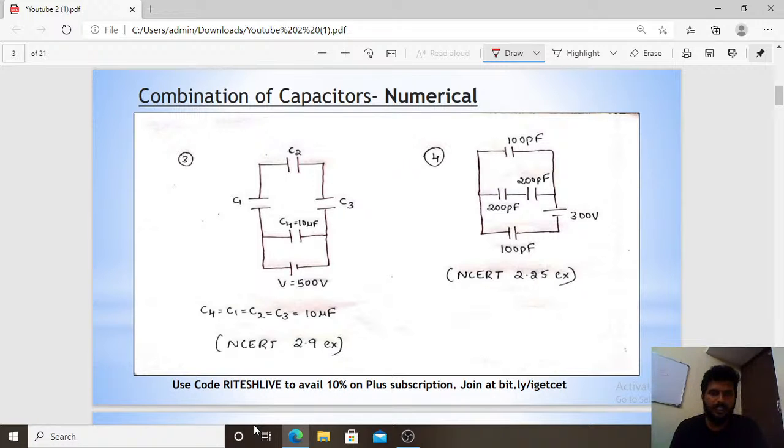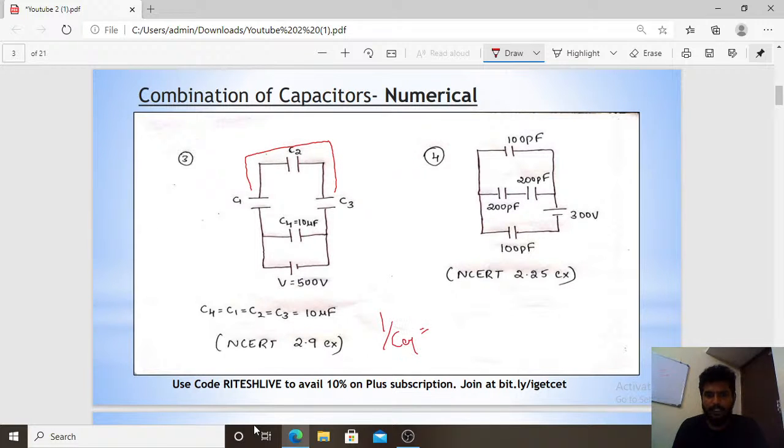Okay, done. These are the three capacitors which are in series. You know the equation: 1 by C equivalent for the capacitors which are in series is 1 by C1 plus 1 by C2 plus 1 by C3. For the parallel, C equivalent is equal to C1 plus C2. So this is the combination of capacitors formula for the C equivalent.